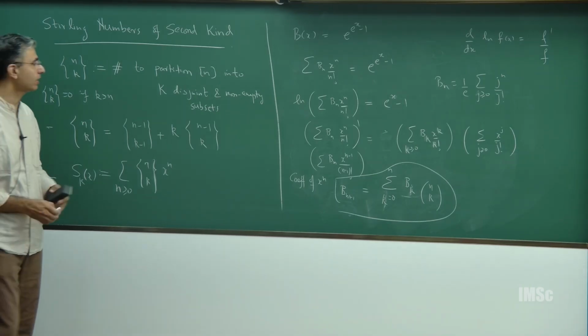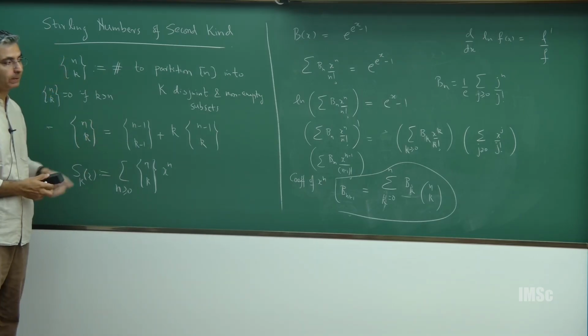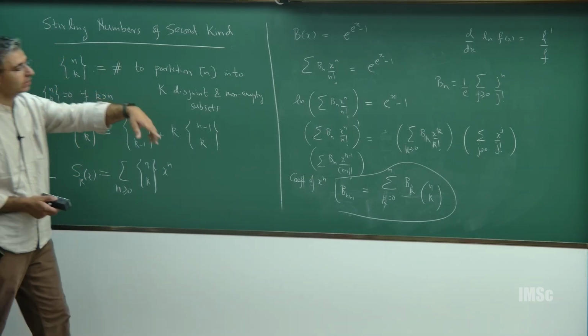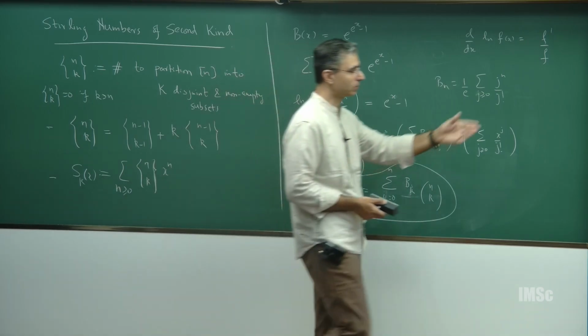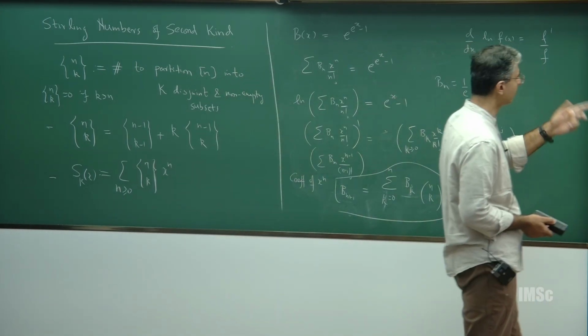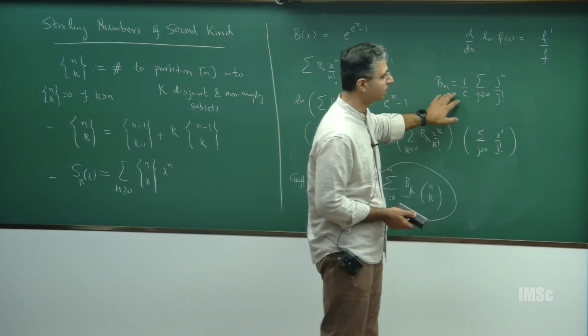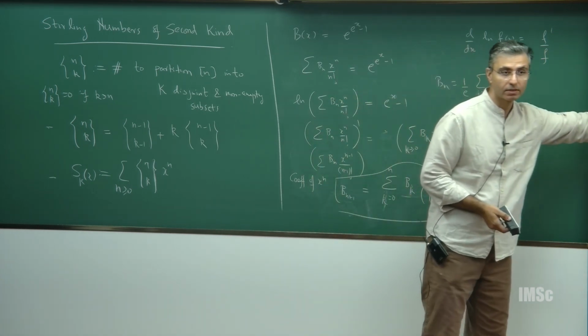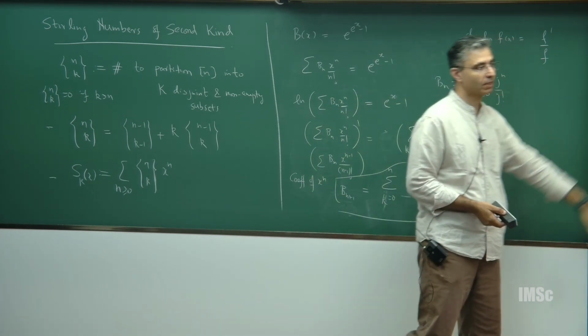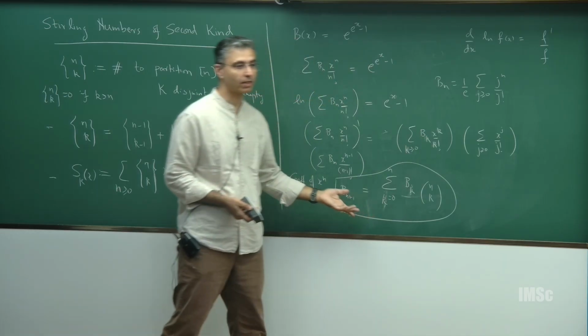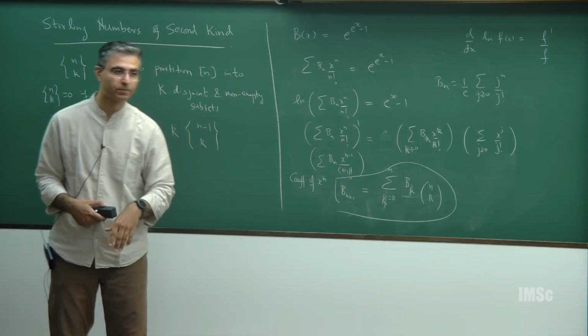So, what did we do? We started with the recurrence for the Stirling numbers. We got a formula for the Stirling numbers using the generating function for the Stirling numbers. Then we derived a formula for the Bell numbers, then a generating function for the Bell numbers, and then a recurrence for the Bell numbers.